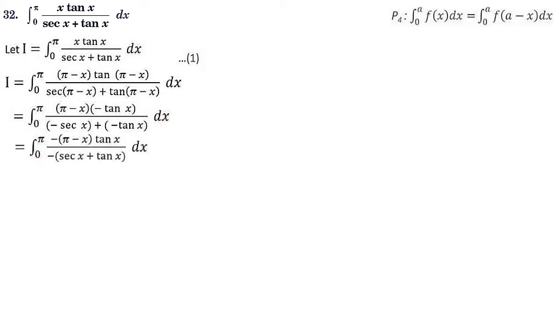Then 0 to pi, here we can take the minus outside, minus of pi minus x tan x. Then in these two also there is a minus sign common, minus of sec x plus tan x dx. Then I is equal to integral 0 to pi.